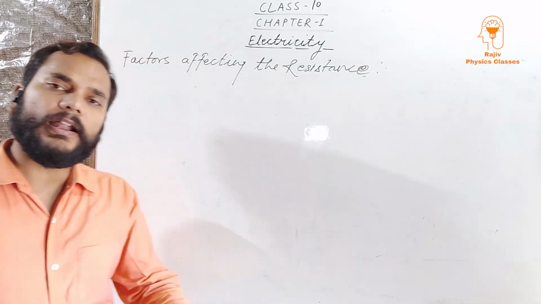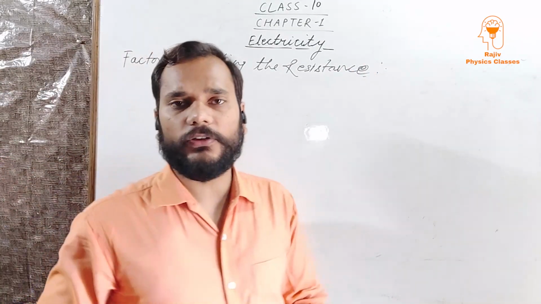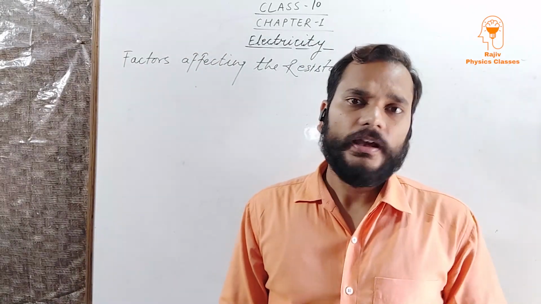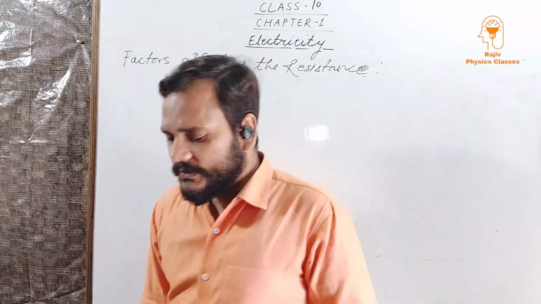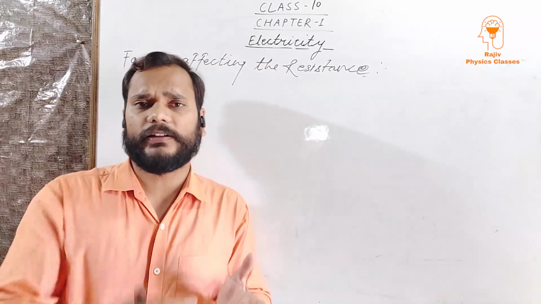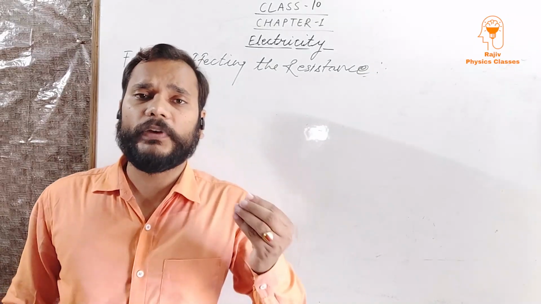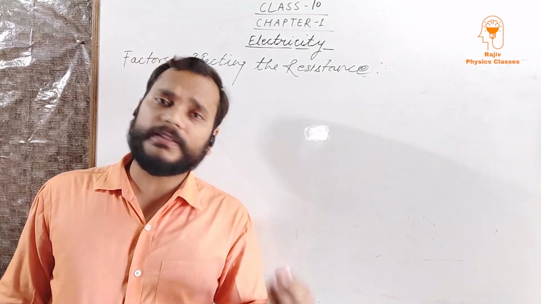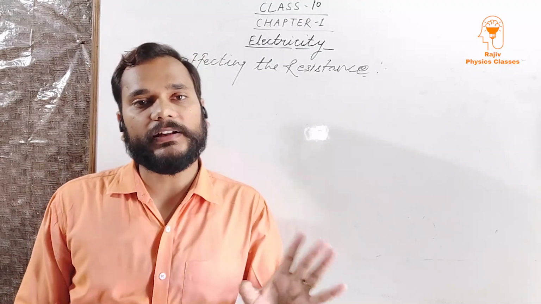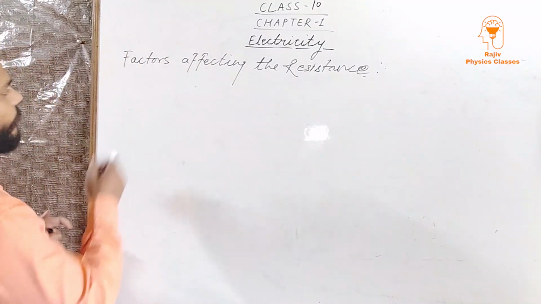We must know how many factors affect the resistance of a conductor. As I have told you, resistance is a property of the conductor only. So what are these factors which actually affect the resistance of it? There are 4 factors. Number 1.